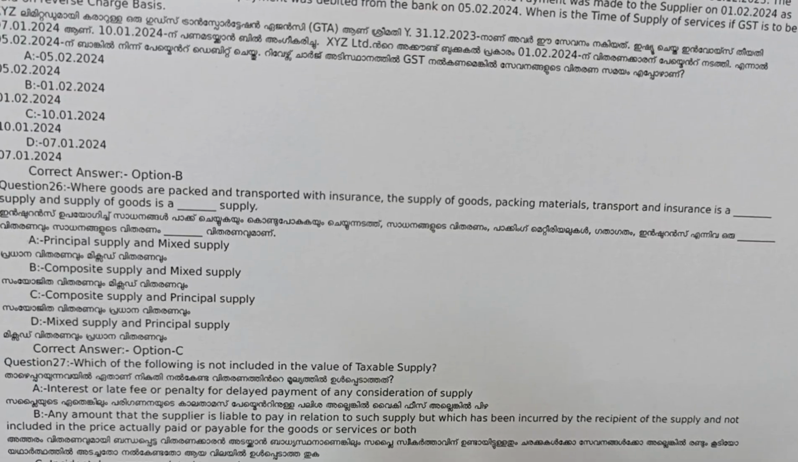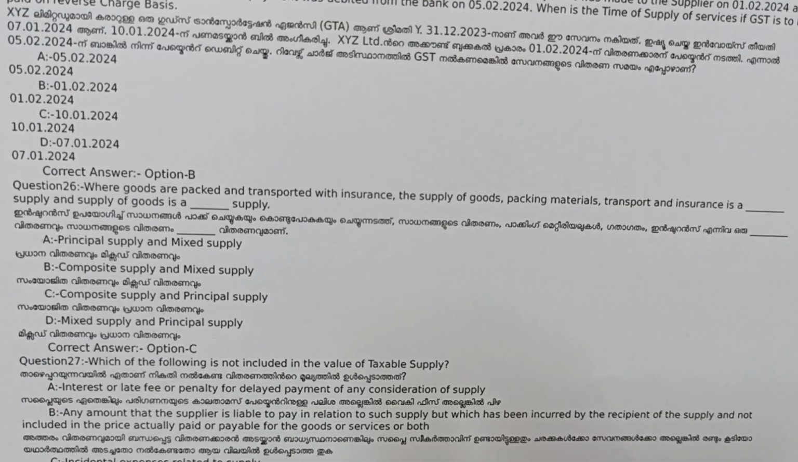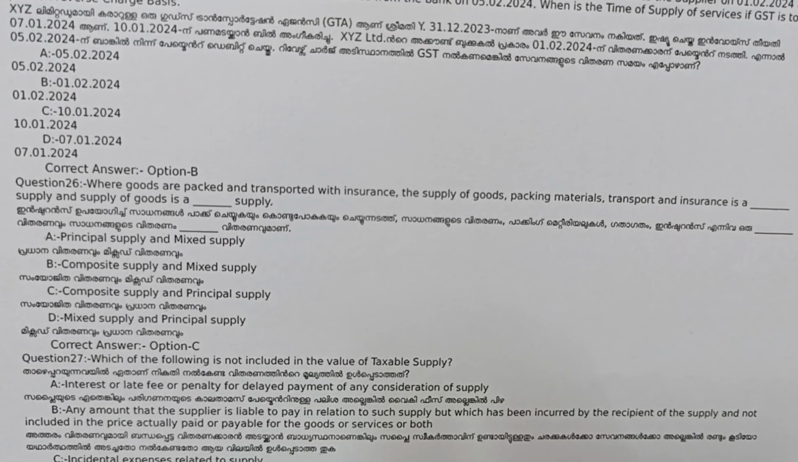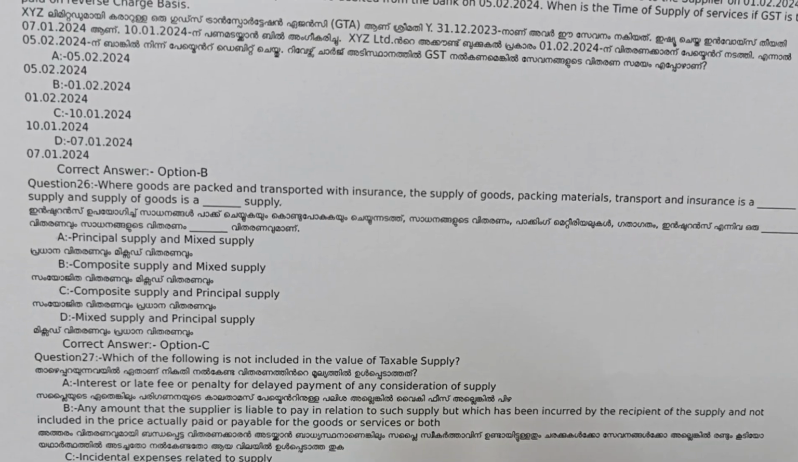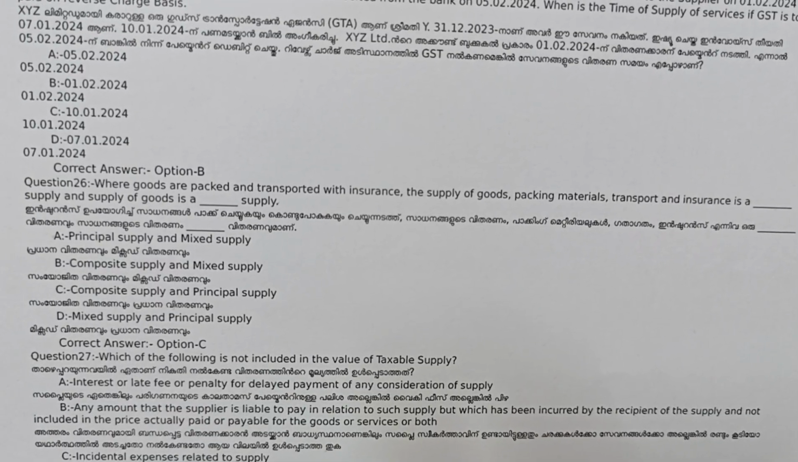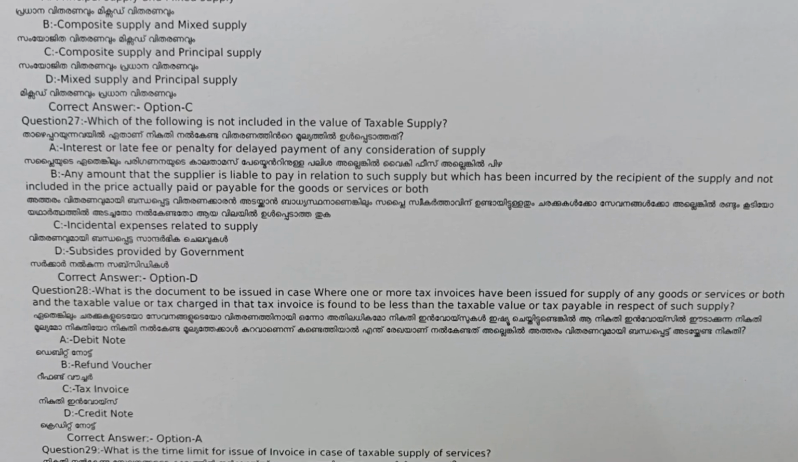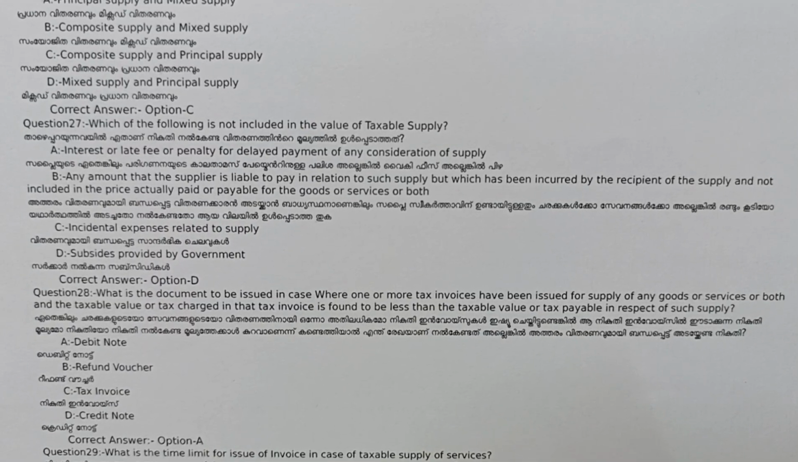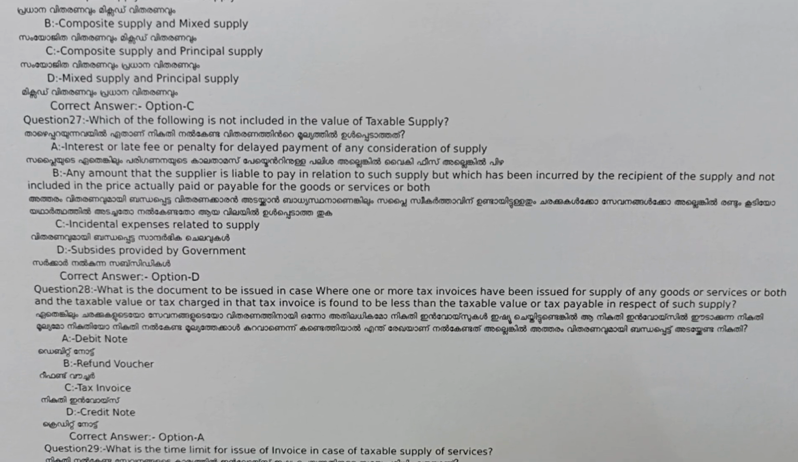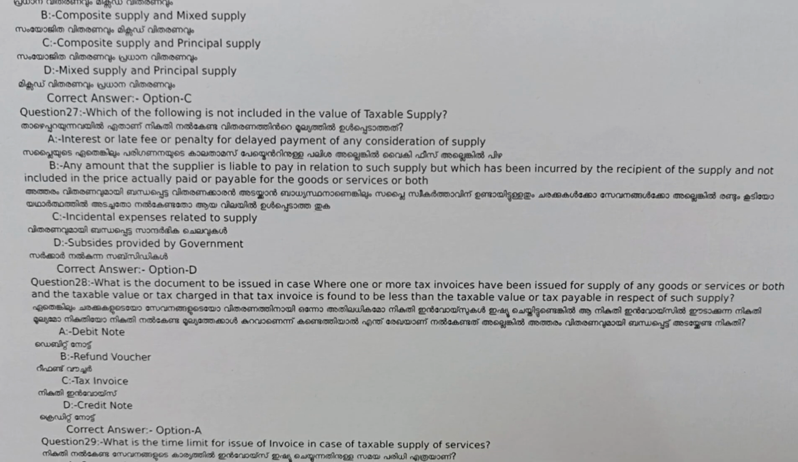insurance is a dash supply and supply of goods is a dash supply. Correct answer option C, composite supply and principal supply. Question number 27. Which of the following is not included in the value of taxable supply? Correct answer option D, subsidies provided by government.